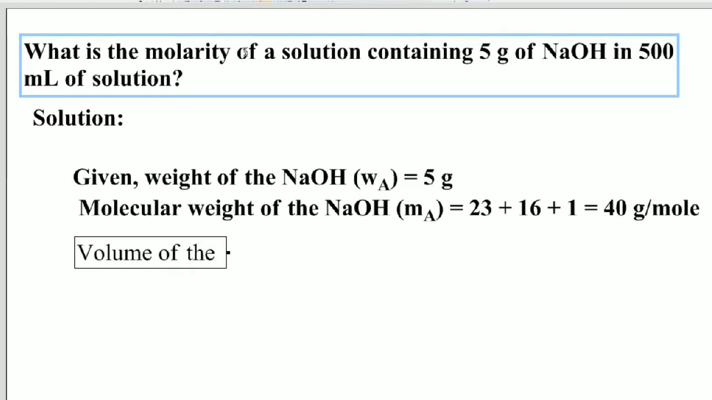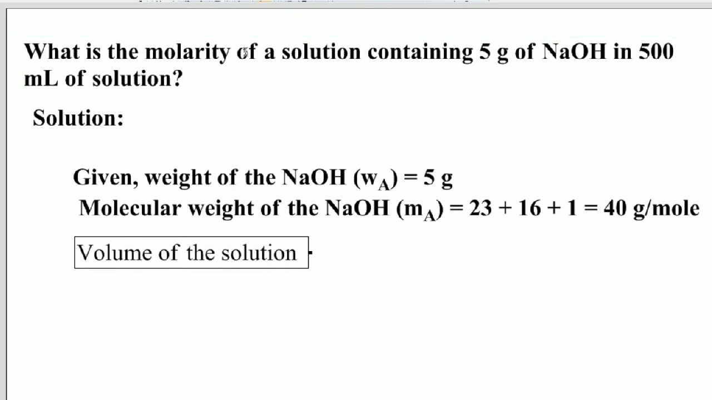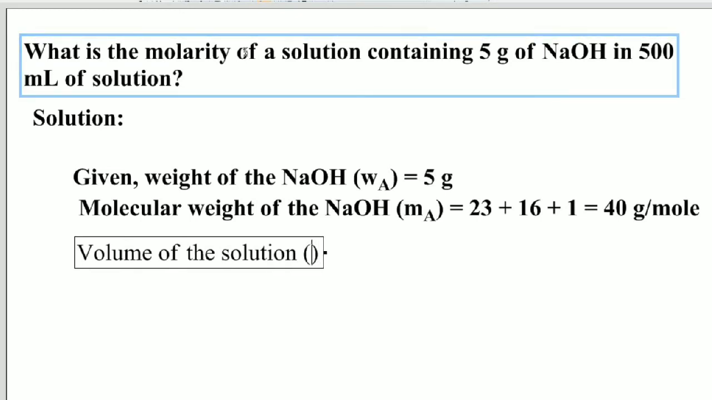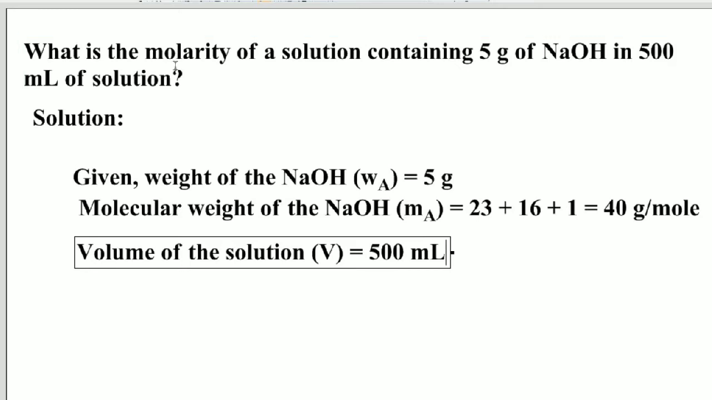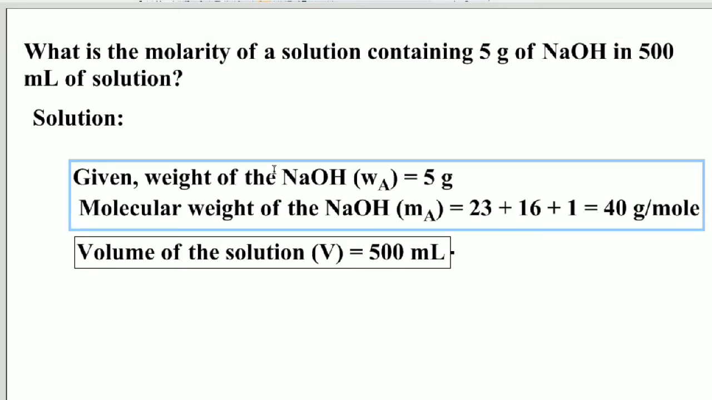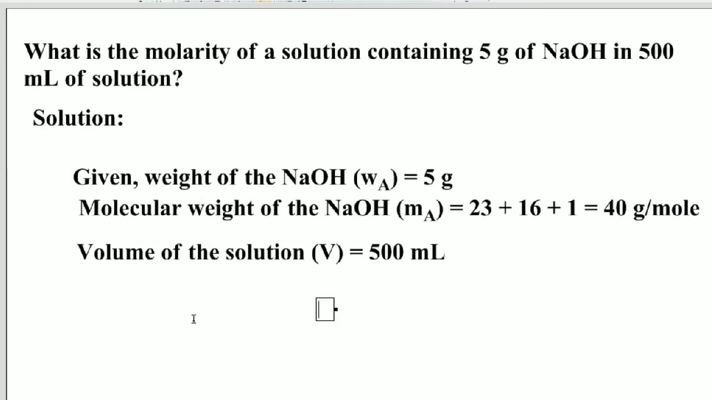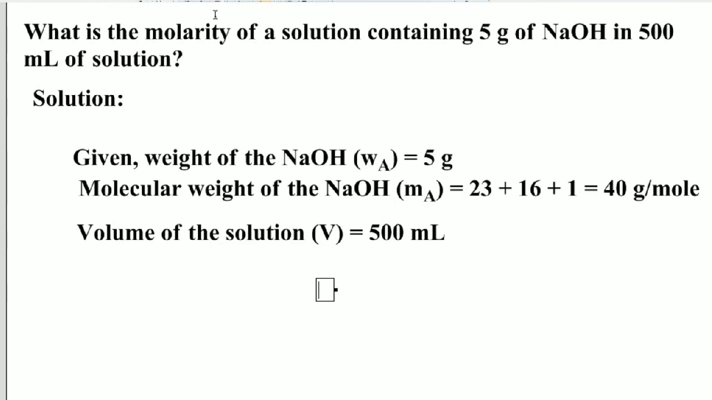Along with these two, the volume of the solution is also given. Volume of the solution V is equal to 500 ml. So the weight of the solute sodium hydroxide is 5 grams, the molecular weight of sodium hydroxide is 40 grams per mole, and the volume of the solution is 500 ml.